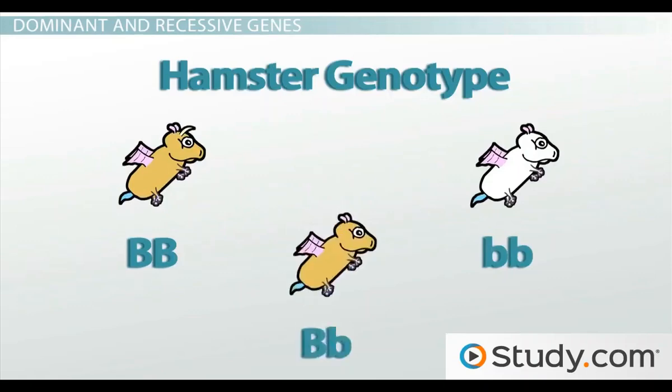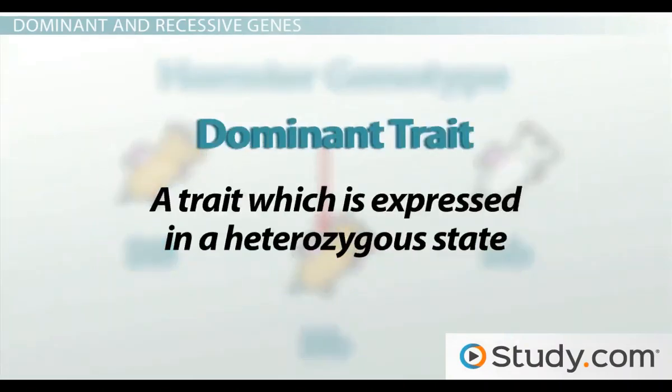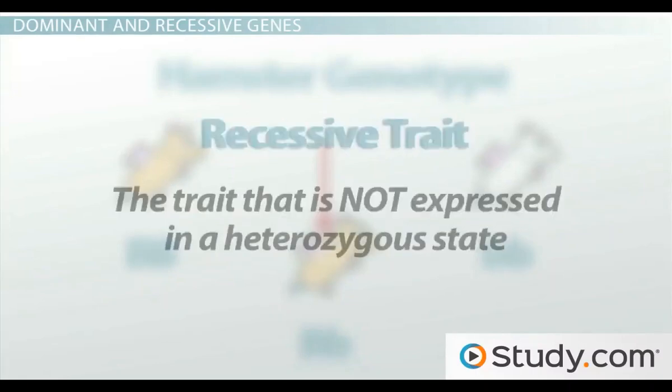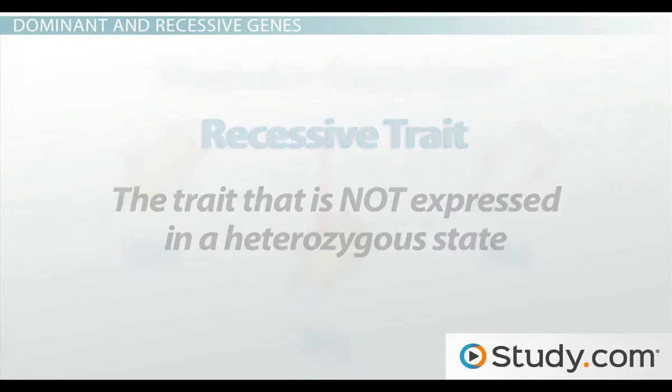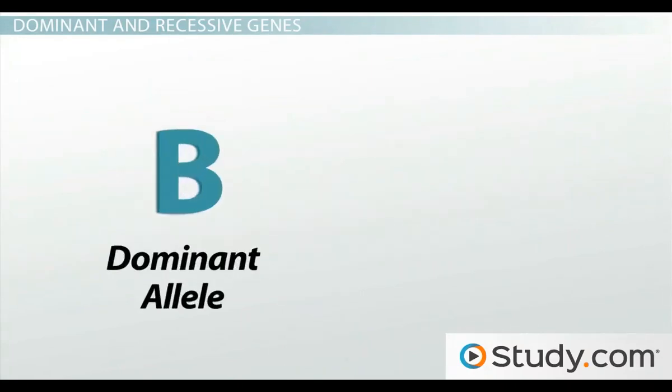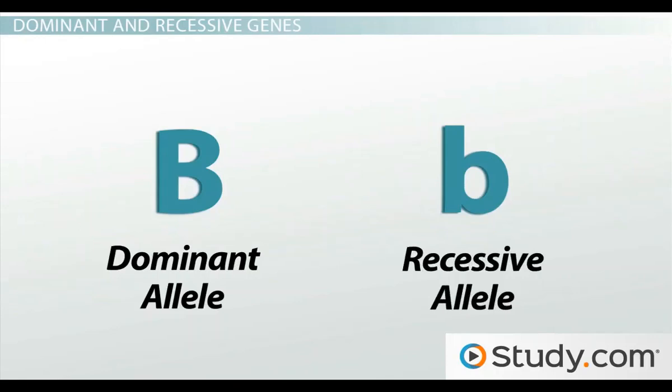Therefore, all of the progeny from this cross should have a big B, little b genotype. The fact that all of these hamsters in the progeny generation are brown indicates that the brown allele is dominant over the white allele. So a dominant trait is referred to as a trait which is expressed in the heterozygous state. That means that a recessive trait is a trait which is not expressed in the heterozygous state. Geneticists usually represent the dominant allele with a capital letter and the recessive allele with a lowercase letter.